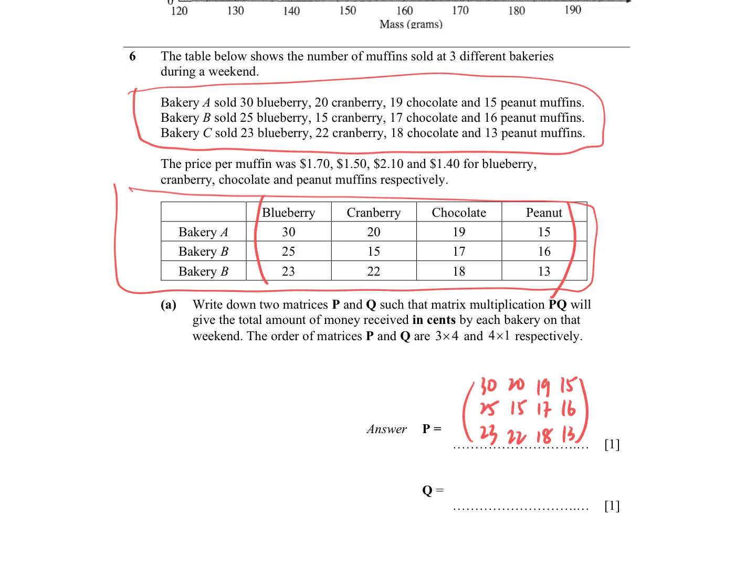Okay, then 4 by 1 means it's a single column, but 4 entries in the 4 different rows. So followed by the price, 170, 150, 210.